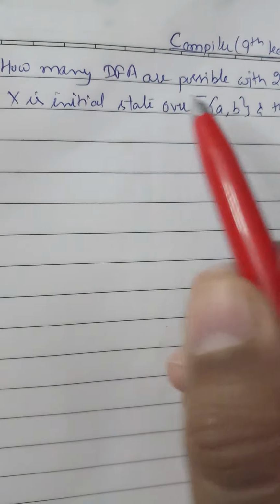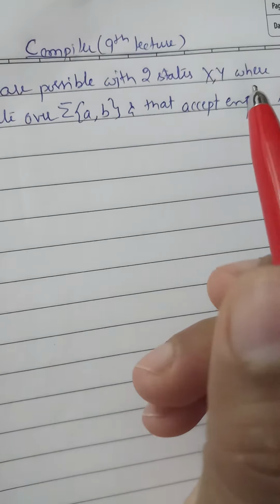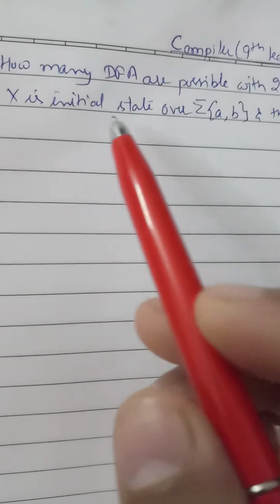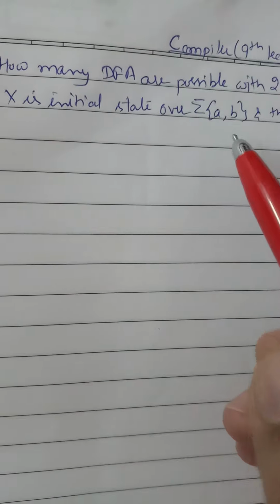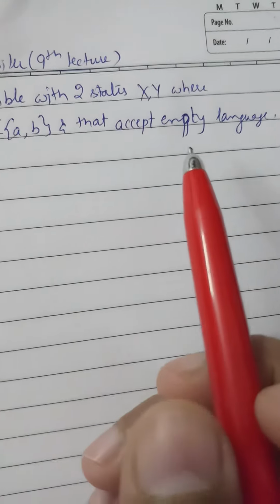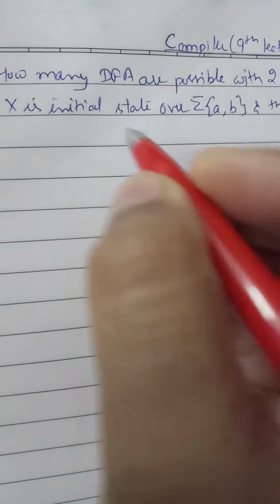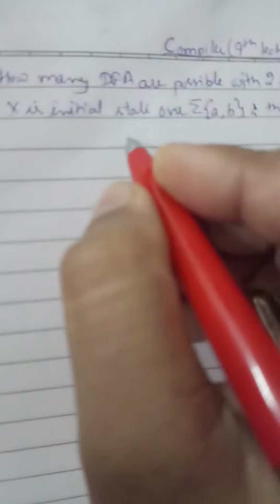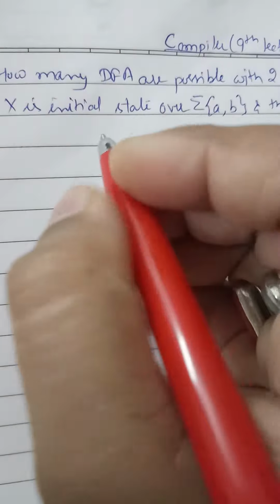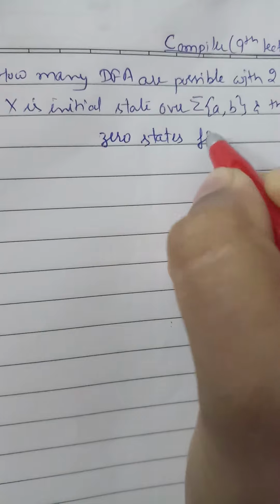How many DFAs are possible with two states x and y, where x is the initial state, over alphabet AB, and that accept empty language? In the last lecture we have seen this also, and it is given in my playlist. You can see from there also. So there can be how many possibilities with zero states final?